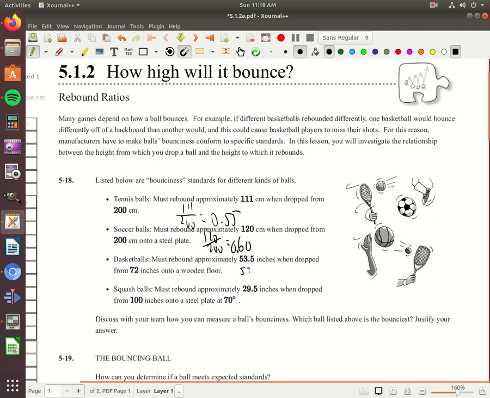The next one, 53.5 divided by 72. So we're going to get 0.74. So basketballs are bouncier than soccer balls and tennis balls. And then finally, we can see that squash balls are not very bouncy at all. So basketballs would definitely be the bounciest of these four games.